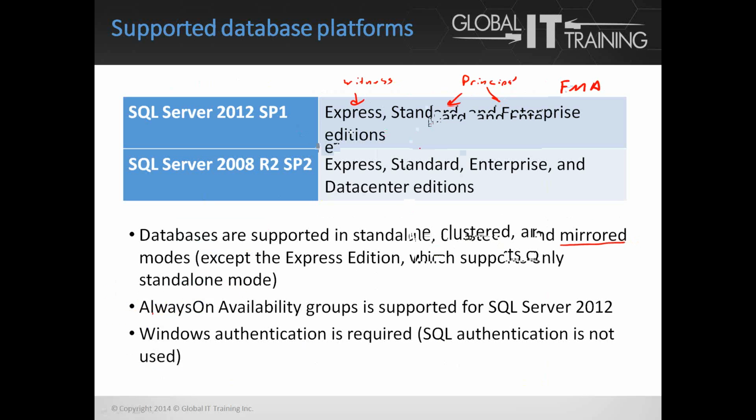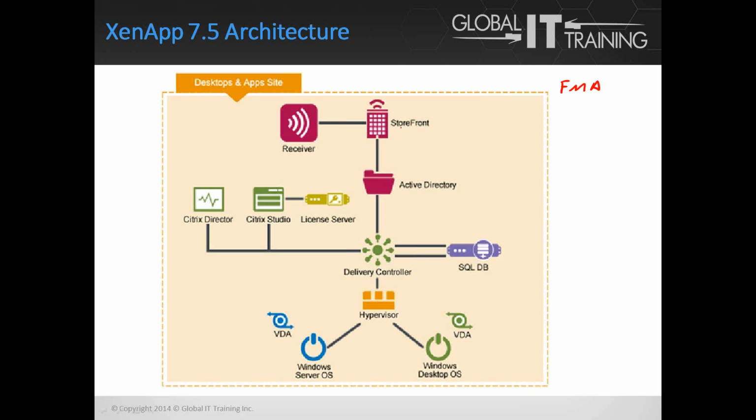Some of the differences are Storefront will actually authenticate with Active Directory. Web Interface would always pass this on to the XML broker. So the user will authenticate with Storefront. Then we have Active Directory. Once that's authenticated, the Storefront will then pass the credentials to the delivery controller. This is our main guy. This is the main component inside of our environment that provides all of our resources.